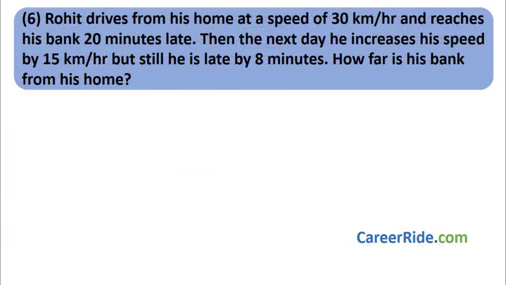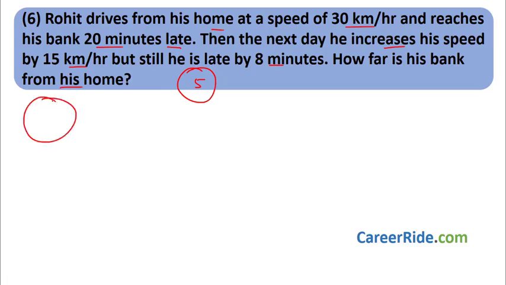Rohit drives from his home at a speed of 30 kilometers per hour and reaches his bank 20 minutes late. Then the next day, he increases his speed by 15 kilometers per hour, but still he is late by 8 minutes. How far is this bank from his home? Again, it is similar to question number 5, the previous sum which we saw. Let's solve by the fast method.